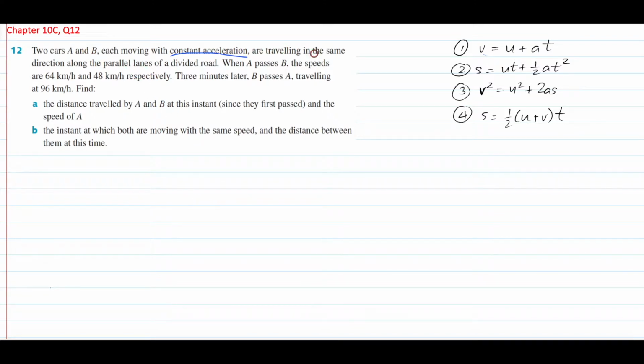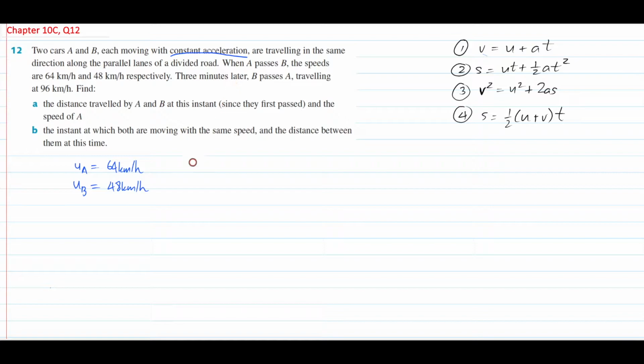So you've got two cars traveling in the same direction along parallel lanes of a divided road. When A passes B, the speeds are 64 km per hour, so this is the initial velocity of A, and the initial velocity of B is 48 km per hour. So just write down all the information that you have, and then let's keep reading.